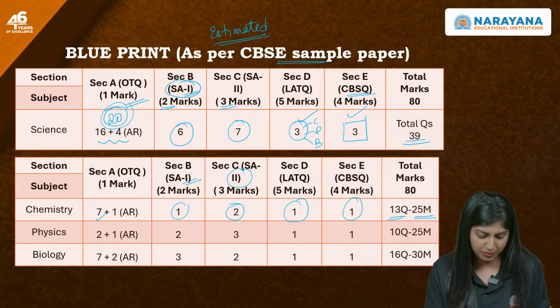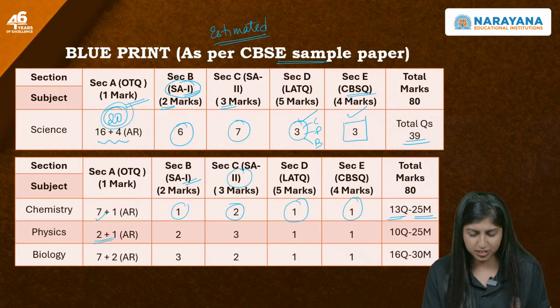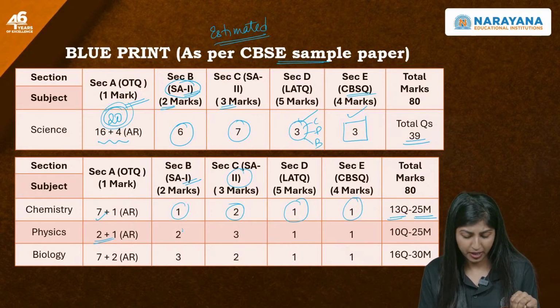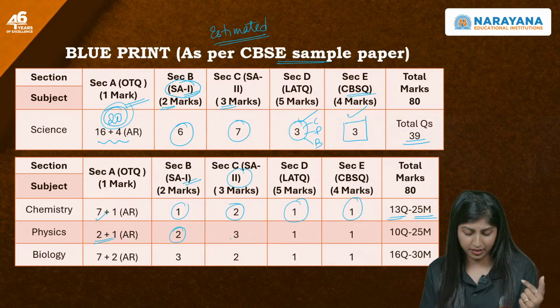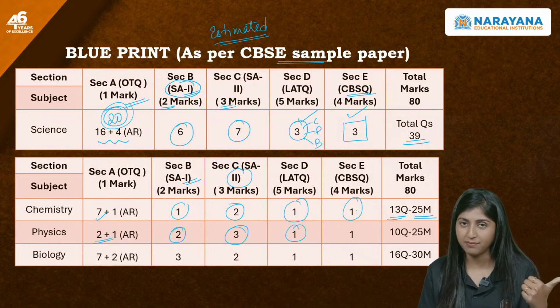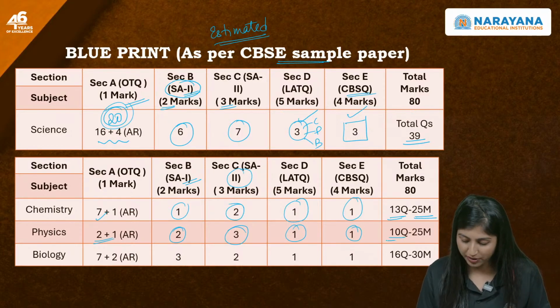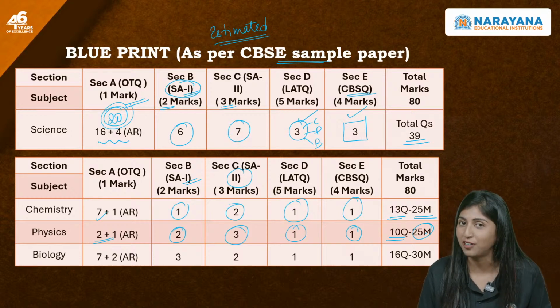तो फिजिक्स में MCQs थोड़े कम हैं, 2 MCQs और एक assertion reason है, यानी कि 3 questions 1 mark के, 2 questions रहेंगे 2 marks के, 3 questions रहेंगे 3 marks के, 1 question 5 marks का and 1 question from case based study question. Yani total we have 10 questions carrying 25 marks.